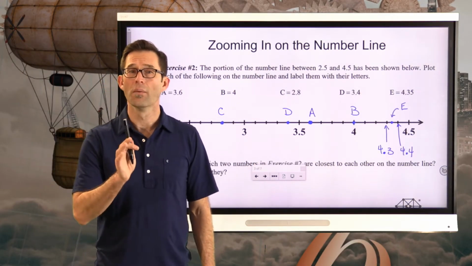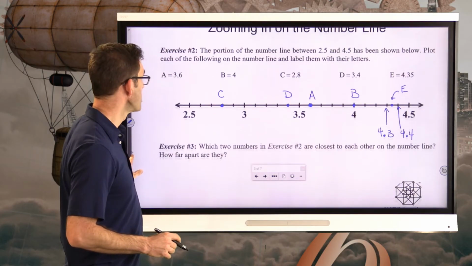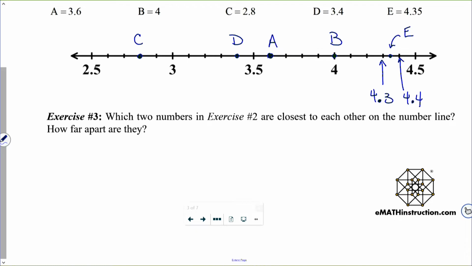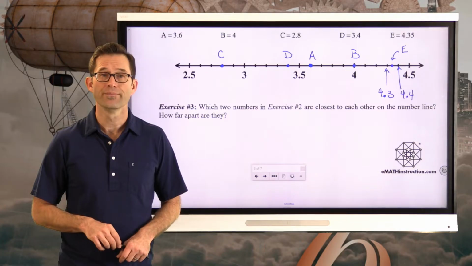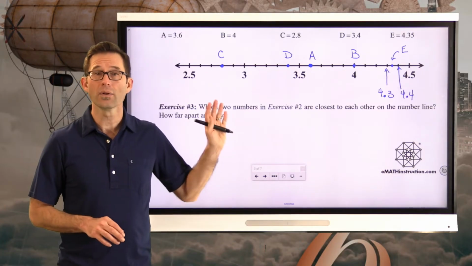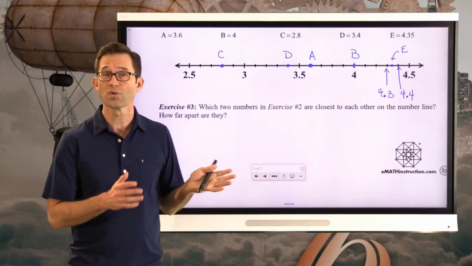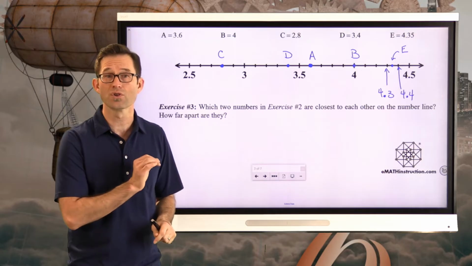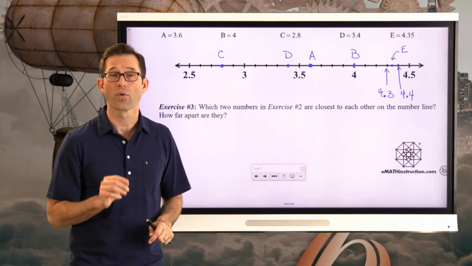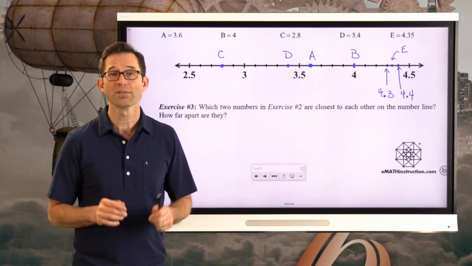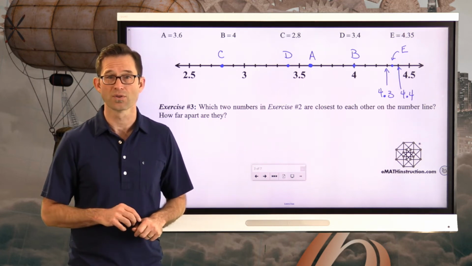Now, follow-up question, exercise number 3. Let's try to keep that number line on there. Which two numbers in exercise 2 are closest to each other on the number line? How far apart are they? All right. Well, I'd like you to look at the number line, literally look at where those 5 letters have been plotted, and the first thing I want you to answer is the first question, which two are closest to each other? And then the second part of the question is, what's the distance that separates them? How far apart are they? Pause the video now and see if you can answer these questions.